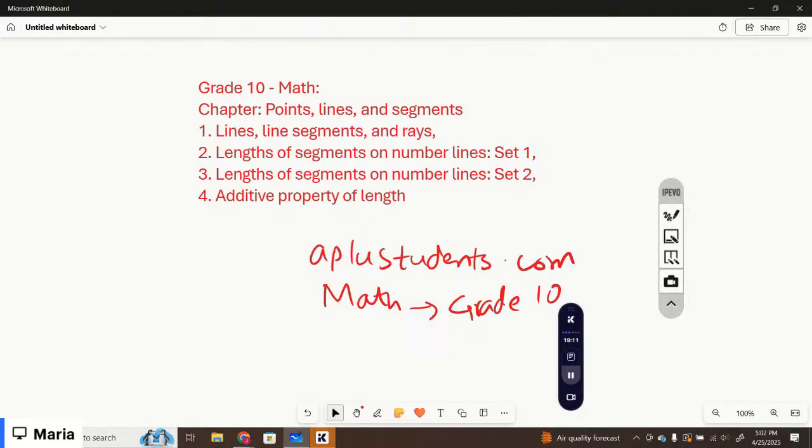We're going to start with the chapter points, lines, and segments. The lessons we're going to go through today are lines, segments, and rays; length of the segment on number line set 1; length on number line set 2; and additive property of length.